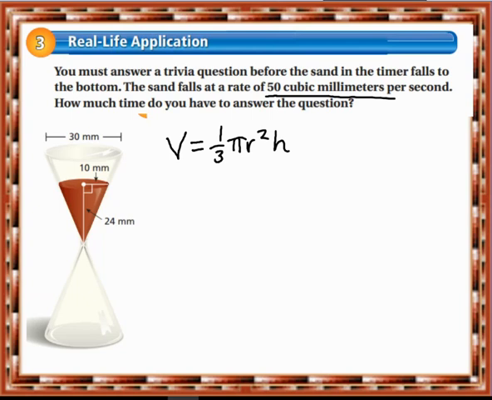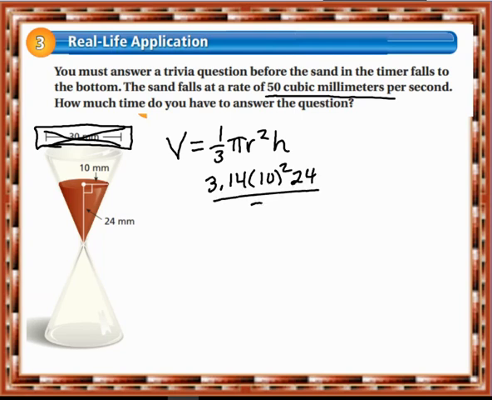And in this case, when we look at this right up here, I think that's useless information. They're trying to trick us. Because the sand is down here, and it says the radius of the sand is 10 millimeters, and the height of the sand is 24. So we're going to say 3.14 times 10 squared times 24, all divided by 3.